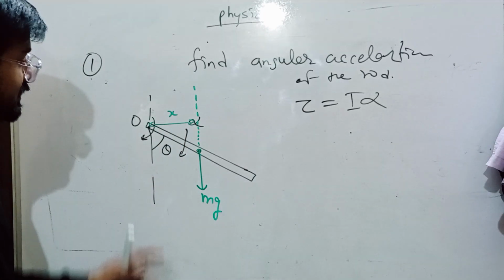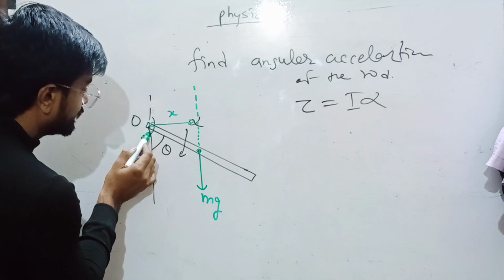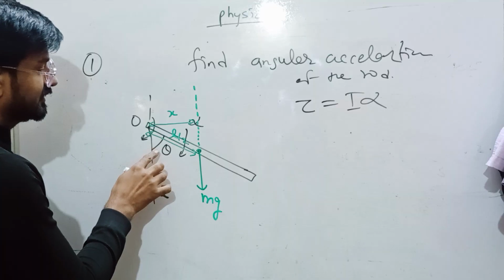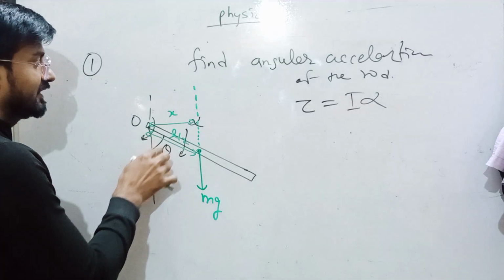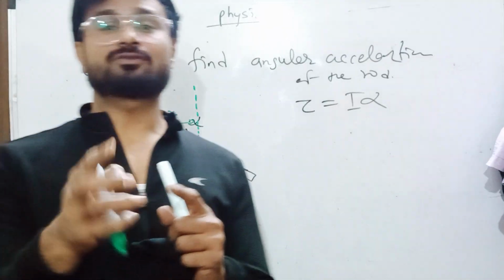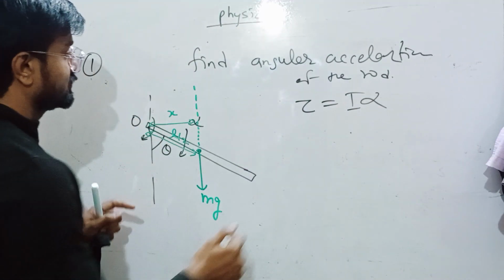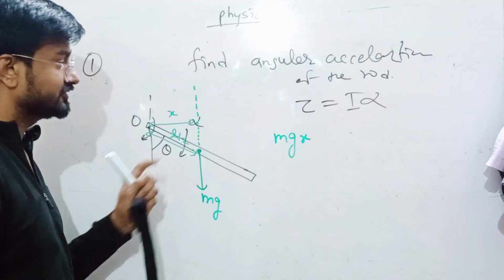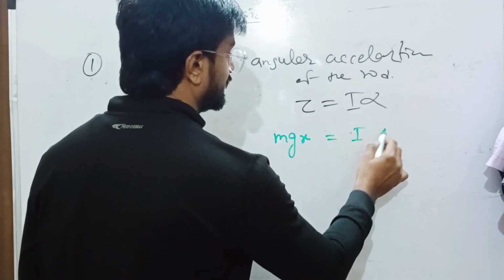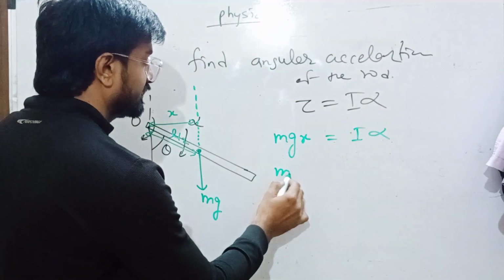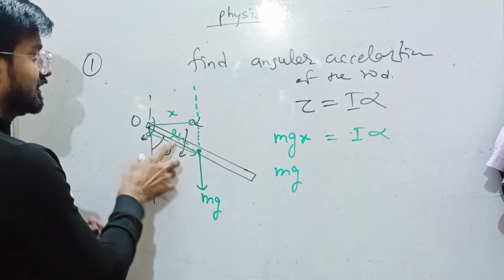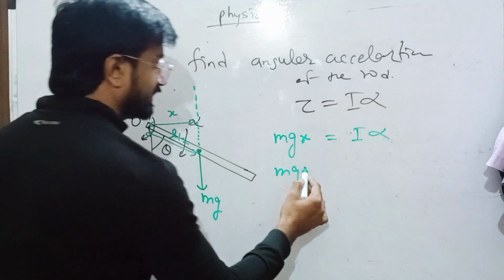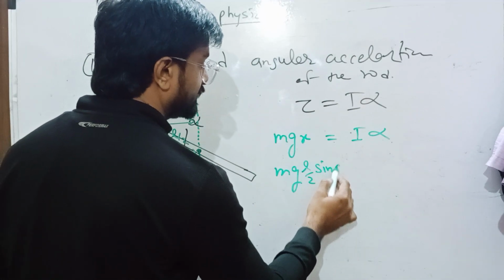So how can we calculate x? We can calculate x by taking the component of this length L by 2. X will be L by 2 sin theta because it is the opposite side. So mg x, the torque of mg, must be equal to I alpha. So what is x here? X can be written as L by 2 sin theta, not cos theta, it is sin theta.